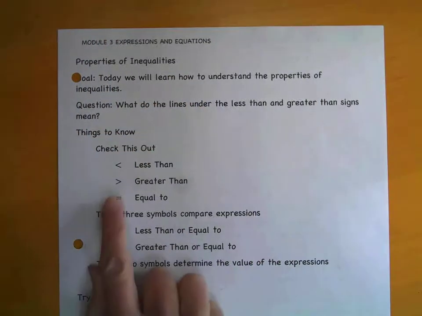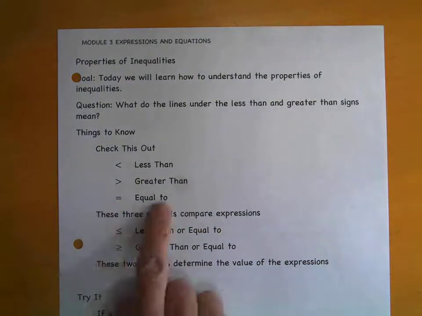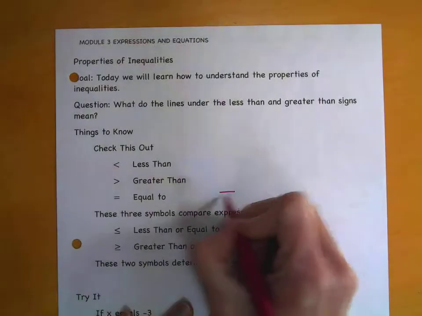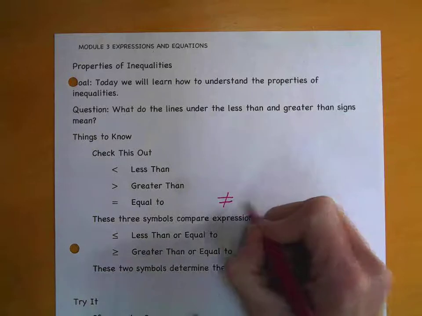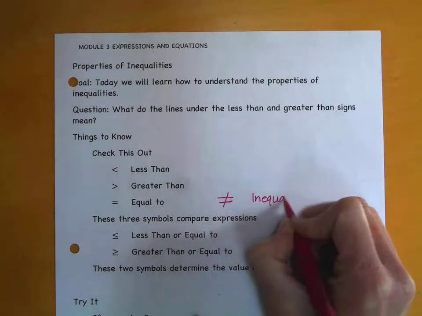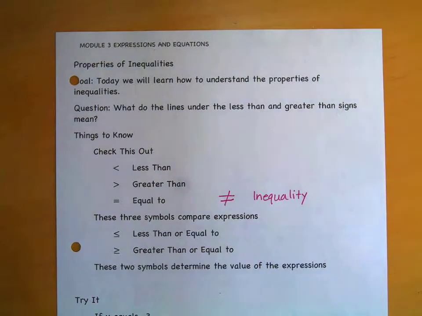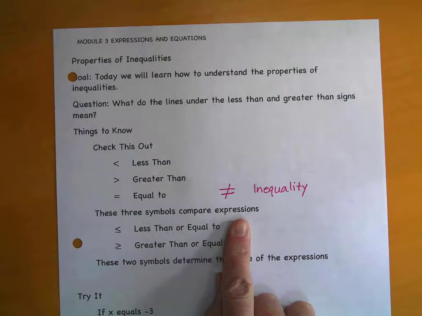So less than, the opposite of less than is greater than, and equal to. There's one other one that I want to add, and that is this guy, because we talked about it already in class. That means not equal. It also is an inequality symbol. So that means not equal, inequality, okay? All right, these three symbols compare expressions also.